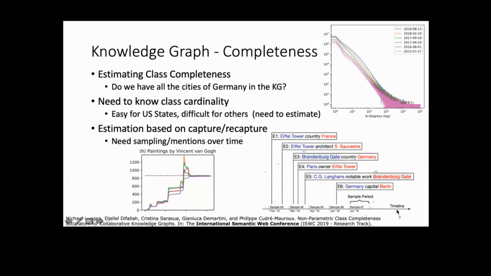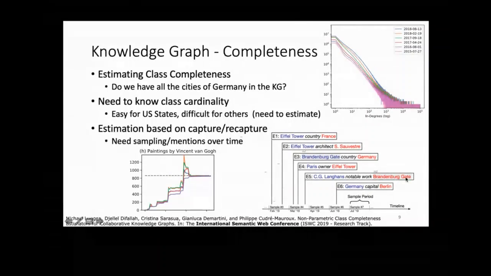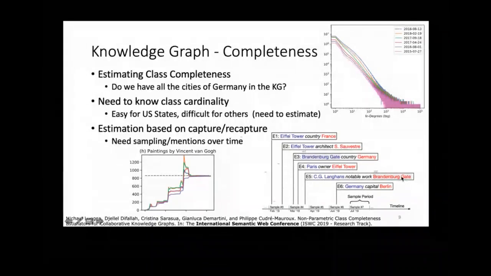This is the edit history of Wikidata, and we start to observe entities, in this case for the class monument. So we start observing different types of entities appearing in the edit history in Wikidata over time. And then for entities of one class, we use these occurrences, these observations, in order to estimate how many monuments there are.